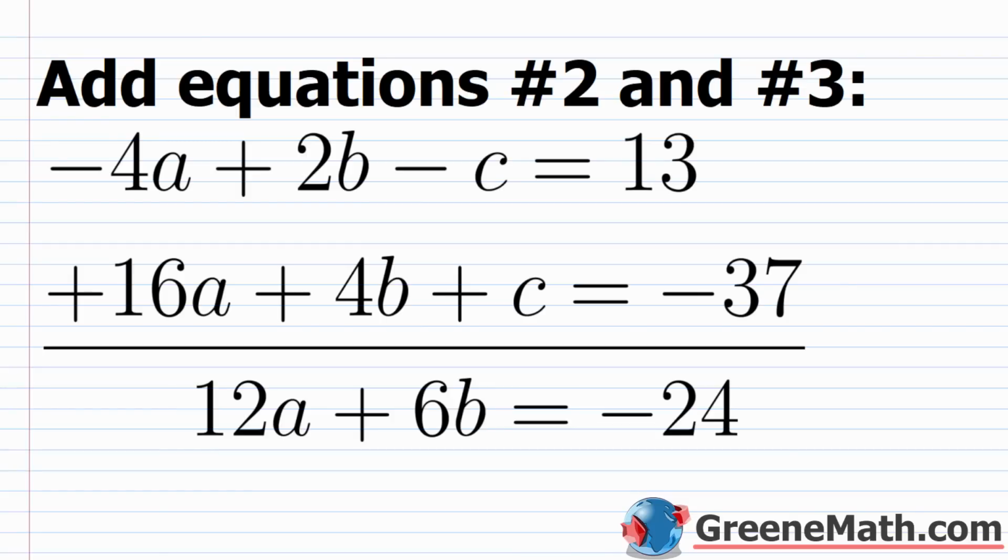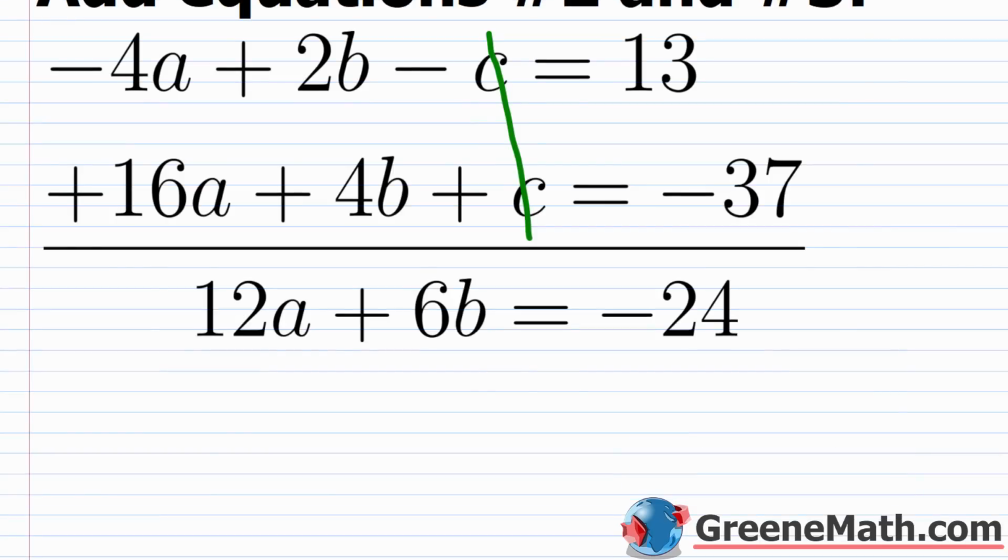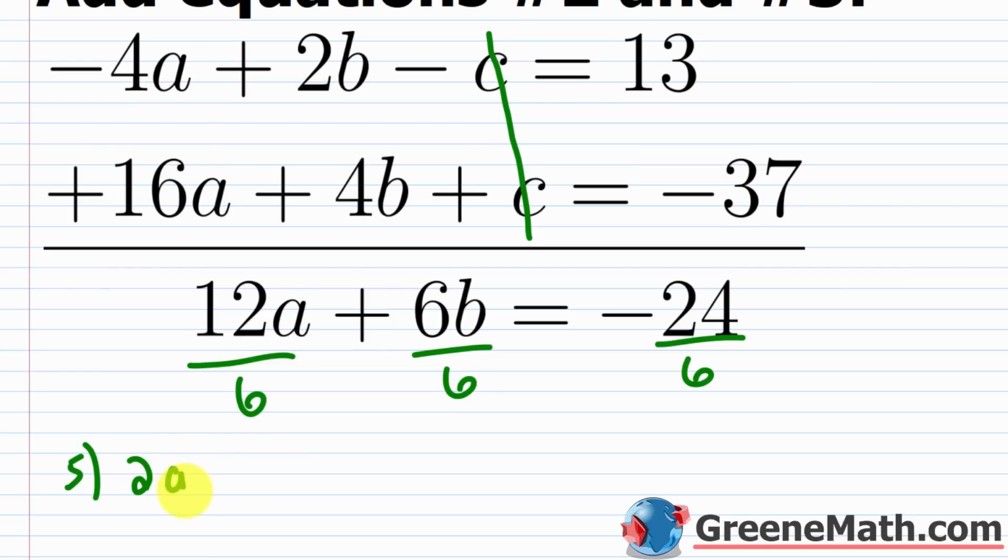Now we're going to add equations number 2 and number 3. So -4a plus 16a, that's going to be 12a. 2b plus 4b, that's going to be 6b. And then you have -c plus c, that's going to cancel. On the right side of the equal sign, you have 13 plus -37, that's going to be -24. Again, I would simplify this. So divide everything here by 6. And that's going to give me, for equation number 5, 12 over 6 is 2. So this is 2a, and then plus 6 over 6 is 1. So this is b is equal to -24 over 6 is -4.